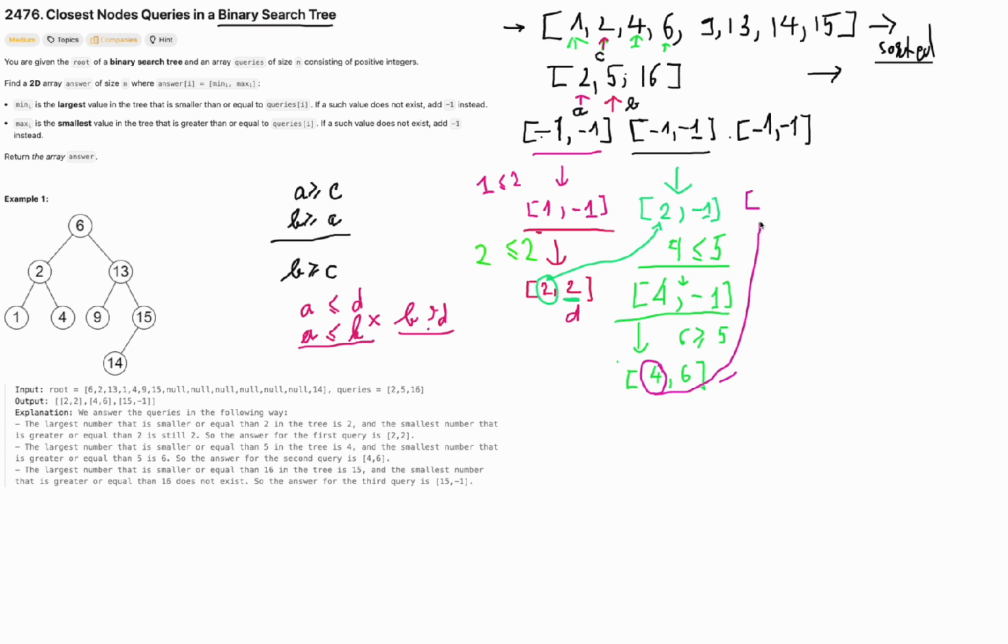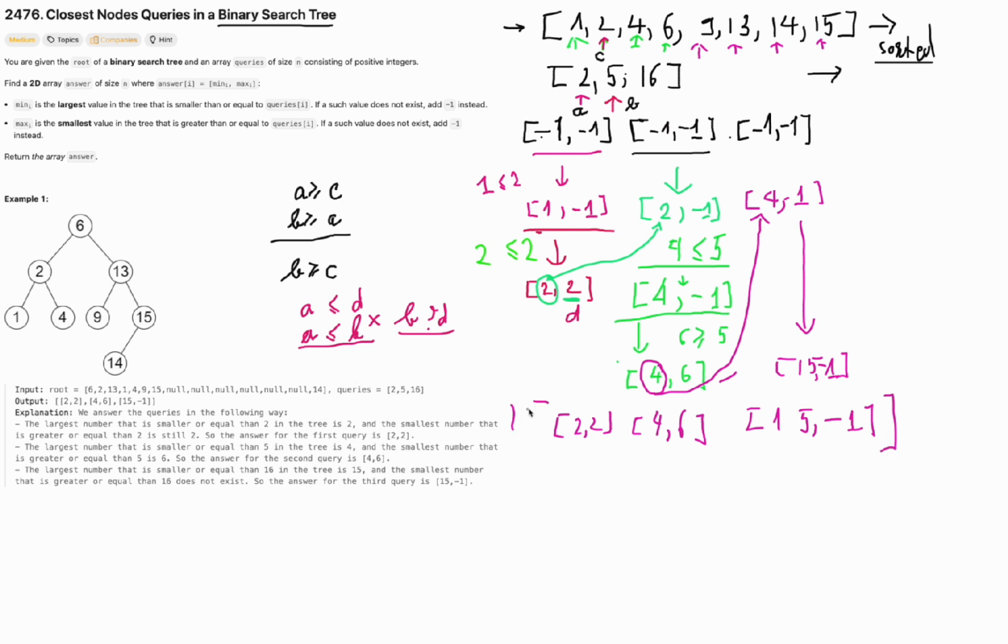lower bound of this one as 4, and then we have -1, and when we keep traversing and iterating, gradually we will find 15 and -1, right? So here we will have the final result as 2 2, and then 4 6, and then 15 and -1. So this is exactly our answer.